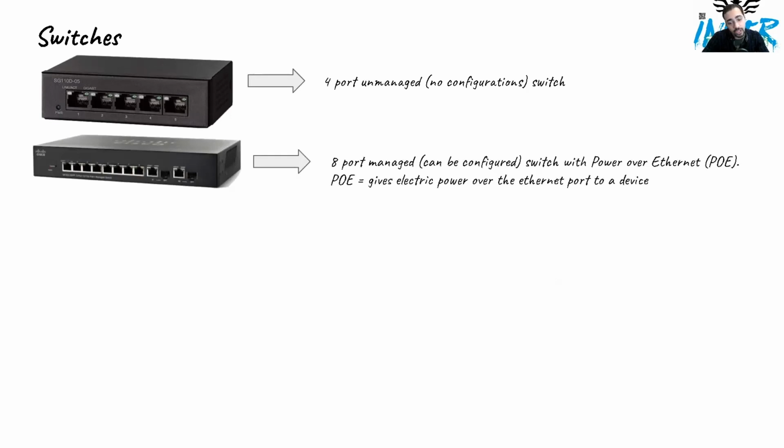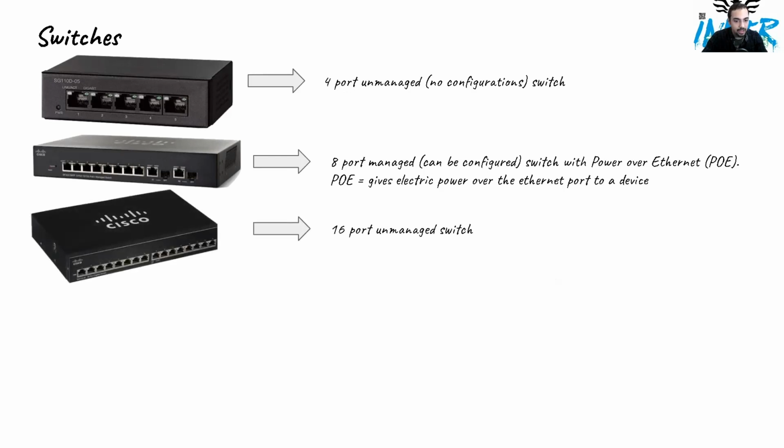Since it's managed, we can configure it, and with PoE, the switch will also give electric power to the device that it's connected to, as long as it's connected to a PoE port on the switch. So the PoE port will allow it to give power to whatever that device is. An example could be if you had a wireless access point that needed electricity, you could just plug it into a PoE port on the switch. That way it's connected to the switch and it's getting power, instead of having to plug it into an outlet.